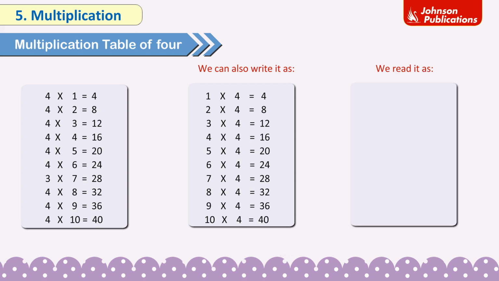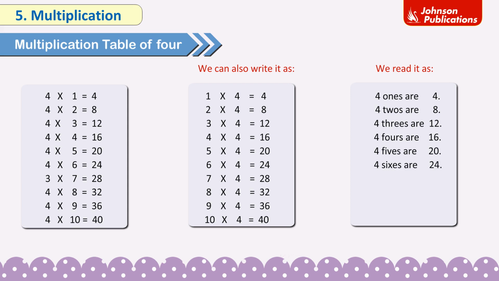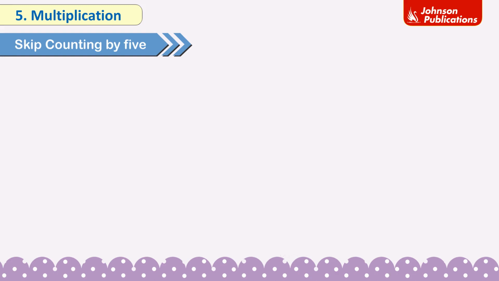We read it as 4 ones are 4. 4 twos are 8. 4 threes are 12. 4 fours are 16. 4 fives are 20. 4 sixes are 24. 4 sevens are 28. 4 eights are 32. 4 nines are 36. 4 tens are 40. Skip counting by fives.